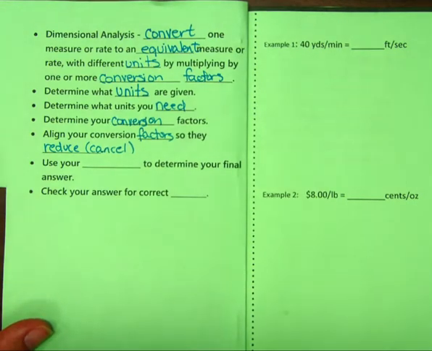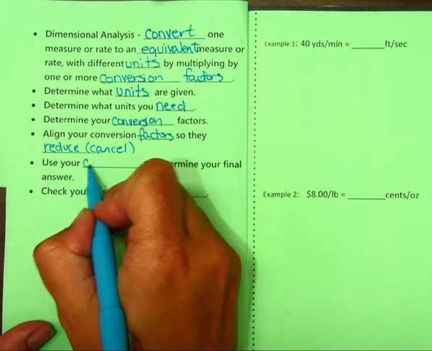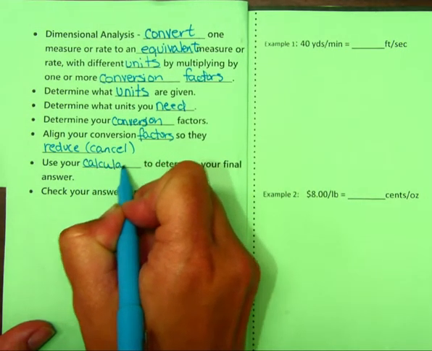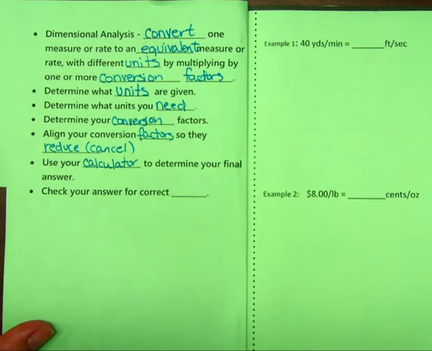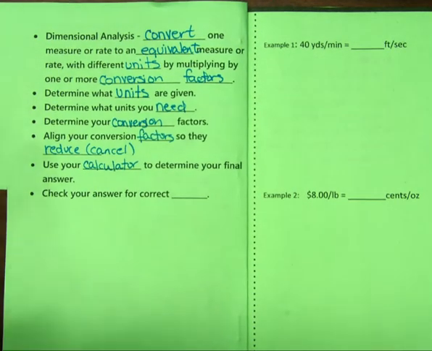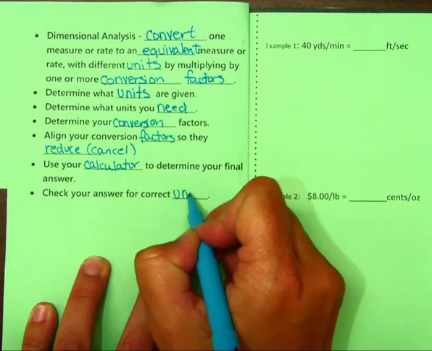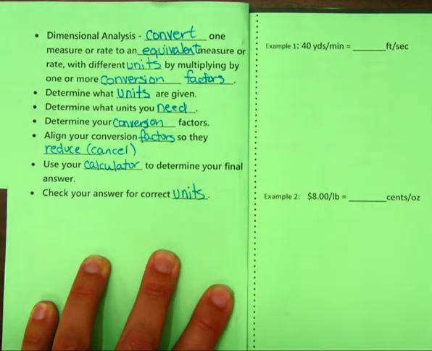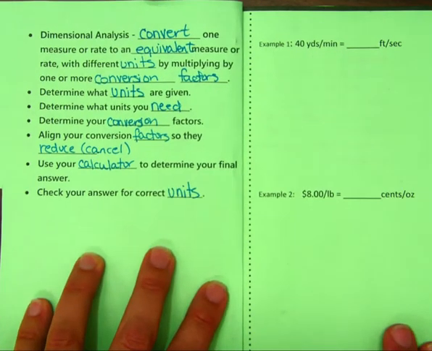So the next one would be use your calculator to determine your final answer if needed. You may be able to do some of the elimination in your head, but you do have your calculator available if you need, and make sure that you check your answer for the correct units. All right, so let's take a look at an example.